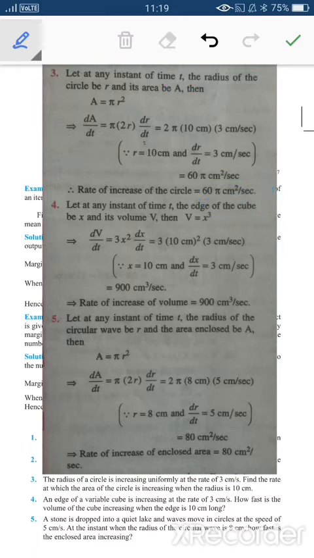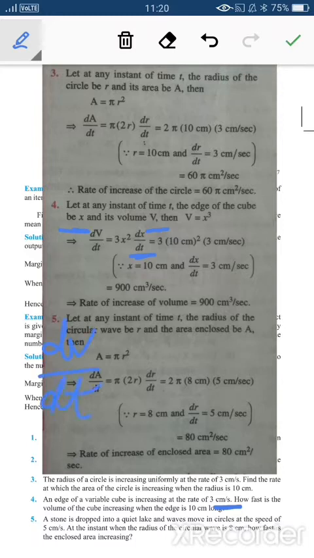Now moving to question number 4. An edge of a variable cube is increasing at the rate of 3 centimeter per second. Edge means a side. Let x be the edge of the cube and v be its volume. Now the edge is increasing at the rate of 3 centimeter per second, so dx by dt is given to us, right? Now how fast is the volume of the cube increasing when the edge is 10 centimeter long? We have to find dv by dt.